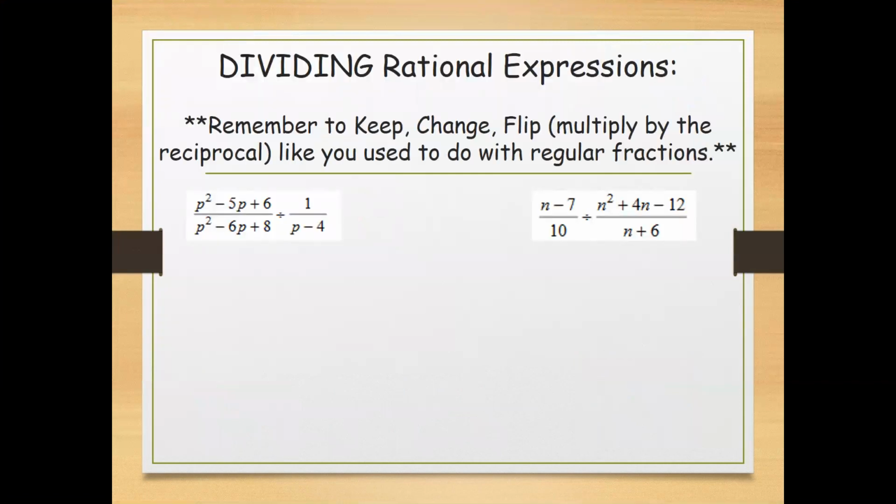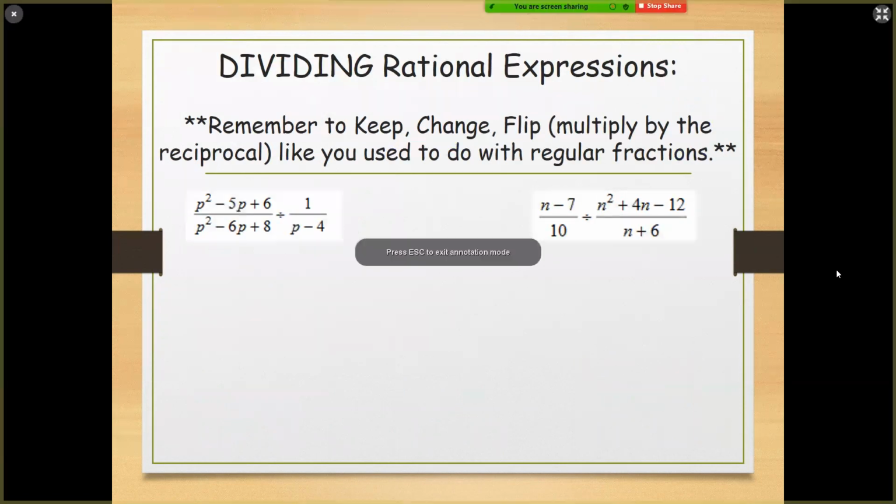When we divide, our signs right here are changing to division. So right here, we've changed to division. When that happens, we are going to keep, change, flip. Sometimes it's called multiply by the reciprocal. It's just like we used to do with regular fractions. So back in Dusty's class, when you worked on dividing fractions, you keep, change, flip. We're going to do that exact same thing, except we have bigger numbers and variables.